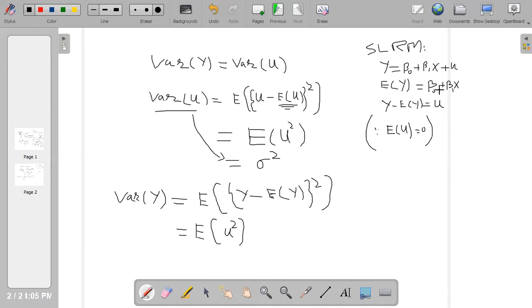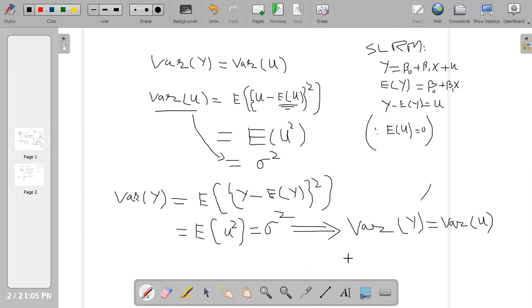Because this right hand side minus that right hand side will give you this disturbance term. So that's why. And what is this expected value of u square? It is equal to sigma square. This actually implies that the variance of the dependent variable y and the variance of the disturbance term u are one and the same thing.